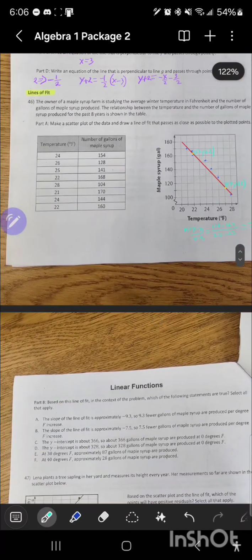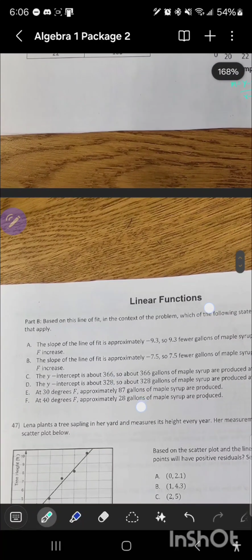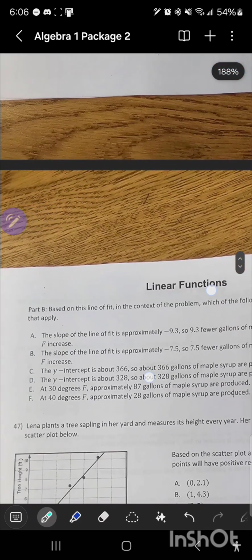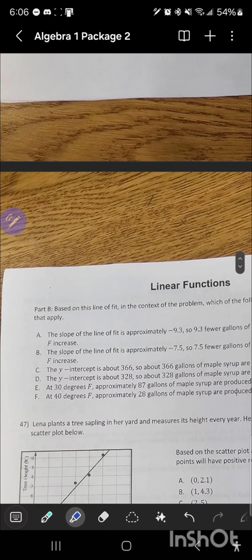Now I see my options. It says that the slope of the line is approximately negative 9.3. Sincerely, I will say that this is true for the reason that it says approximately. Since we got negative 10, it's not that far from negative 9.3. So I will say this one is true. Now, since this one is true, the slope is not going to be negative 7.5, so this one is false. We don't need to do anything else.